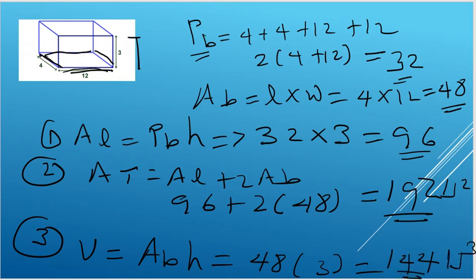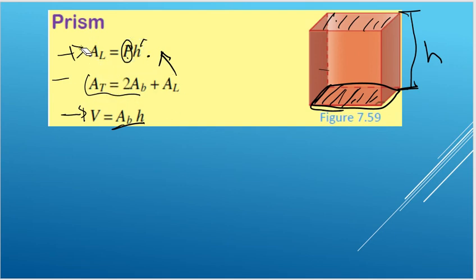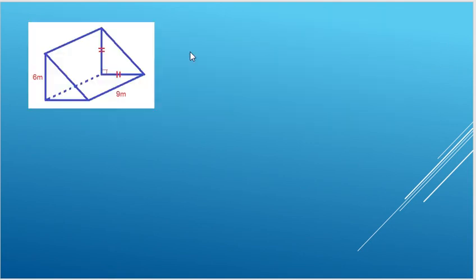So what do we apply here? The three formulas. What we have seen here, the three formulas are applied to find the area lateral, the area total, and the volume. So every one of you needs to focus on these three formulas when we are thinking of prism. The three formulas matter.